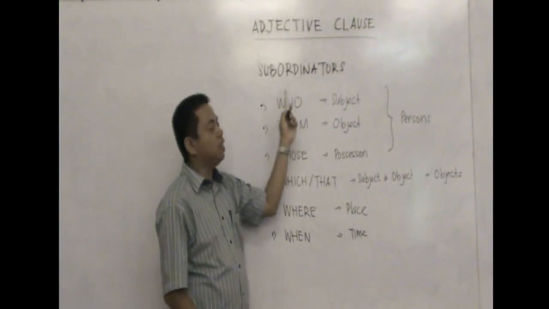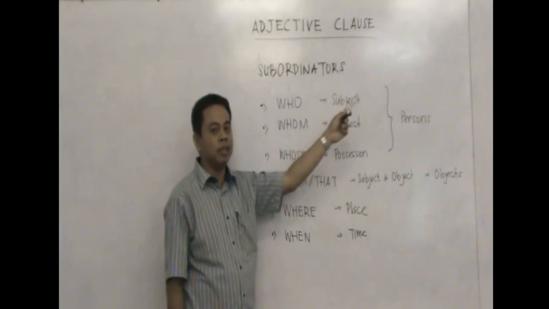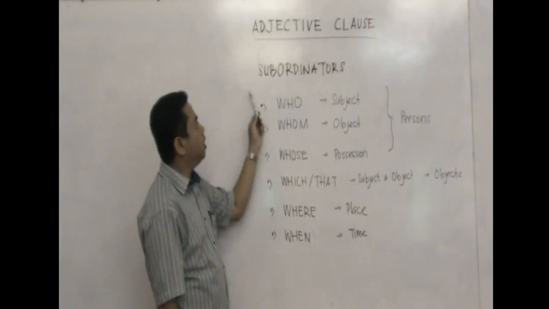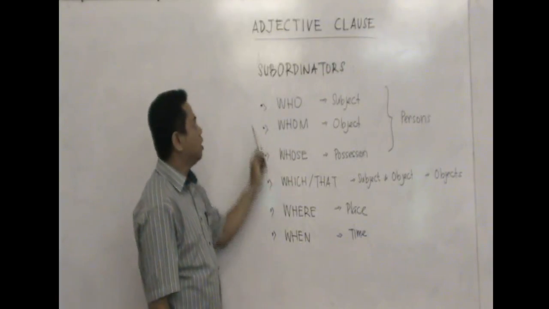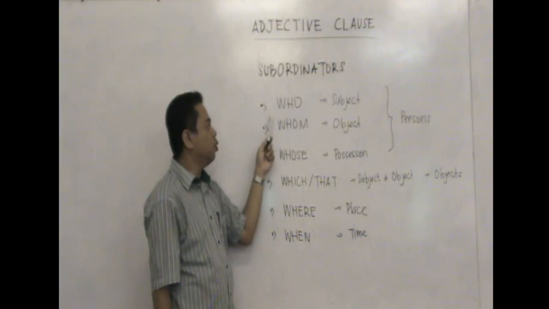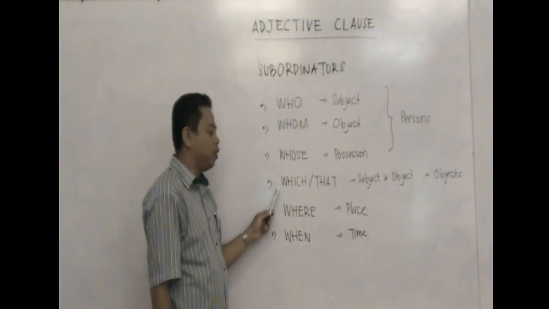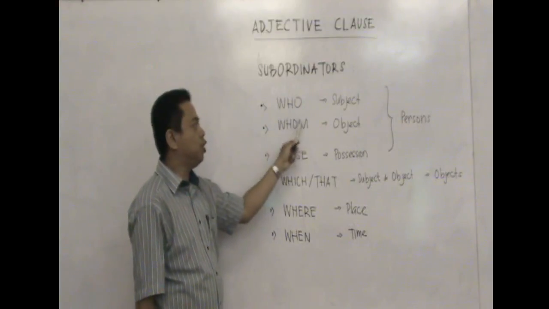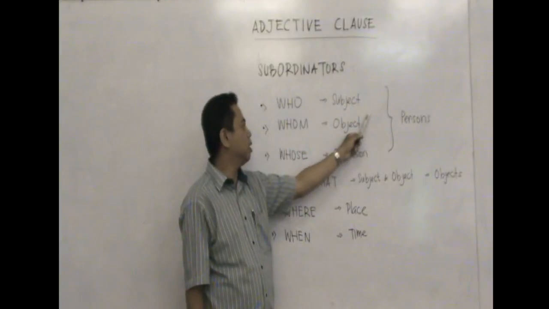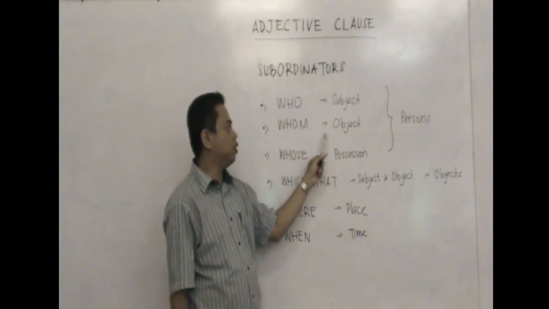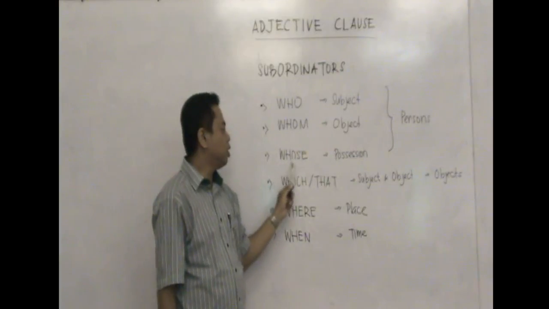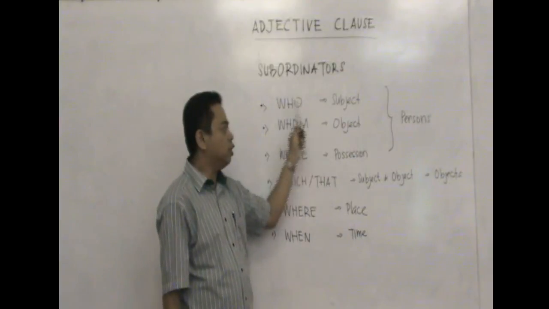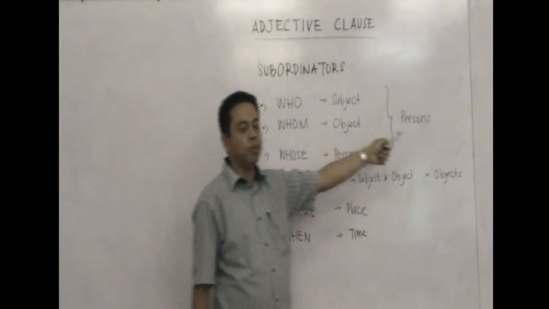Adjective clause is indicated by the existence of subordinators. There are 6 common subordinators which are used in adjective clause. Those subordinators are who, whom, whose, which or that, where, and when. Who is used to substitute subject, and whom is used to substitute object. Whose is used to substitute possession, and those 3 are used when you refer to persons or people.